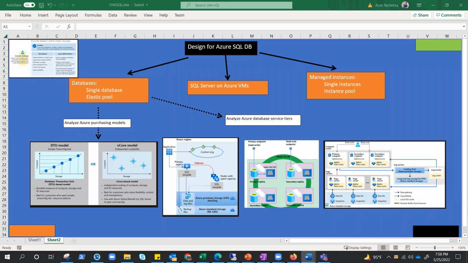Today we are going to understand the design for Azure SQL DB. As you see on the screen, these are the three deployment options that we have for SQL. Let me highlight these. We have SQL Server on Azure VM, we have Managed Instance, and we do have Azure SQL DB.